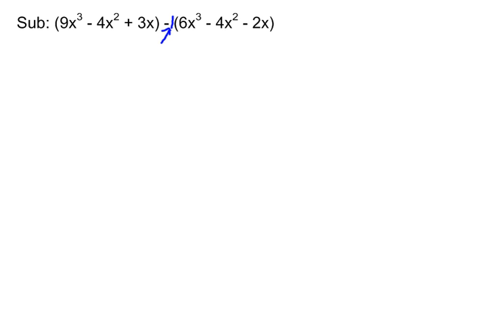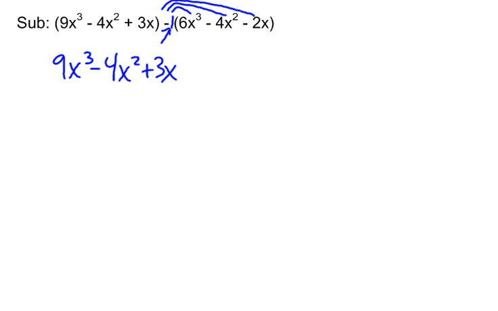So we have to do mountaintops here. One of the important things is we have to do mountaintops, or our distributive property, to every term. So I'm going to have 1, 2, 3 mountaintops that I'm going to be doing negative 1 times whenever I do this. I'm going to go ahead and bring down my 9x to the third minus 4x squared plus 3x.